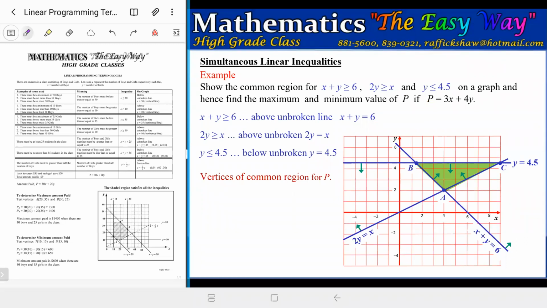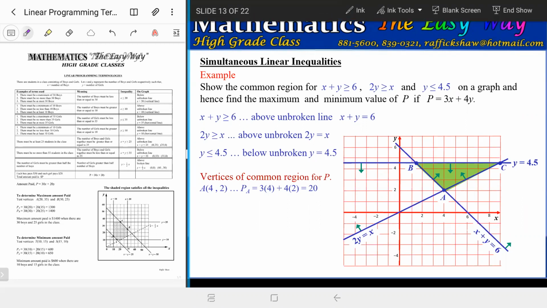But let's continue. I want to calculate the value of P at each of the vertices to see which one is a maximum and which one is a minimum. So let's go again. A is a point 4,2. So what do I do to find the value of P there? Put the 4 and 2 in this formula. So it becomes 3 times the x value of 4 plus 4 times the y value of 2, and that works out to 20. 12 plus 8 is 20.